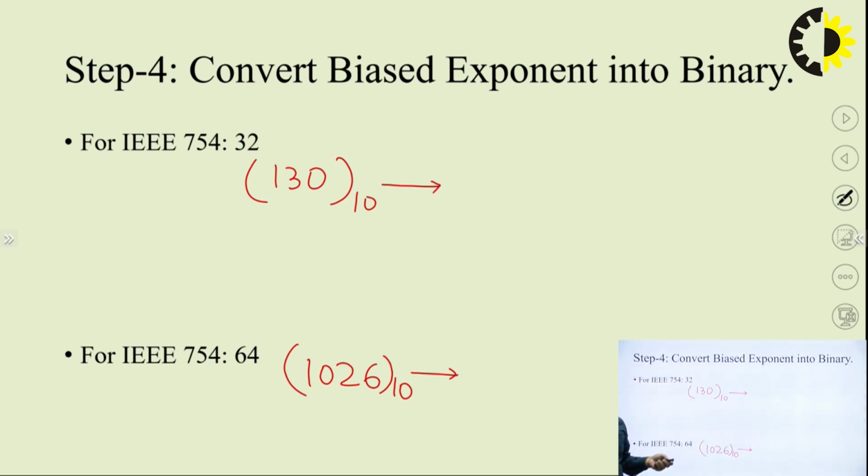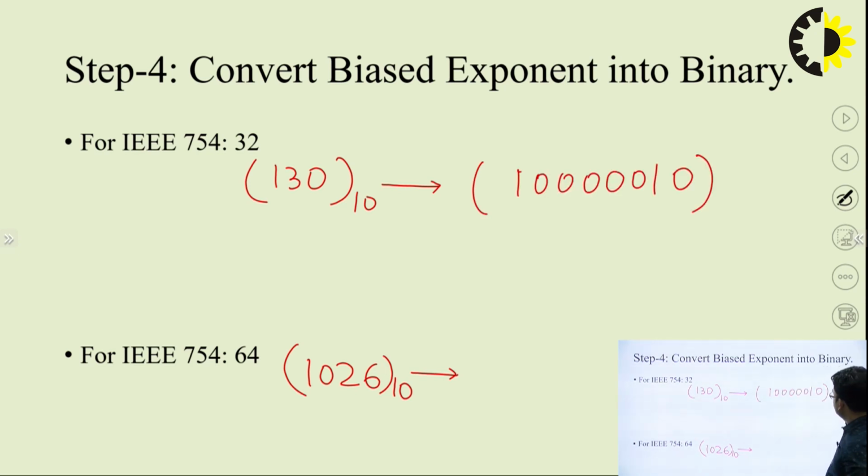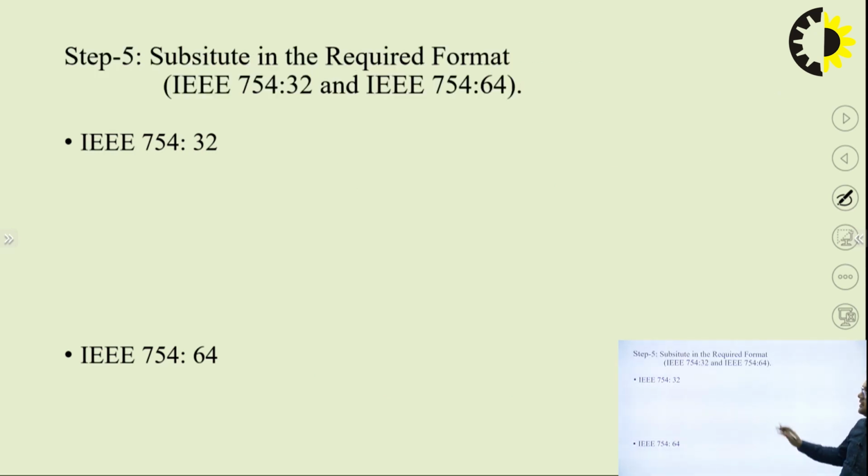So again, we have a decimal to binary conversion. I hope you have read this before. If we convert 130 into binary, we will have a number. This is the binary conversion of 130, and a binary conversion for 1026 with us. Now we have the binary conversion for both 130 and 1026. Then this is the last step.